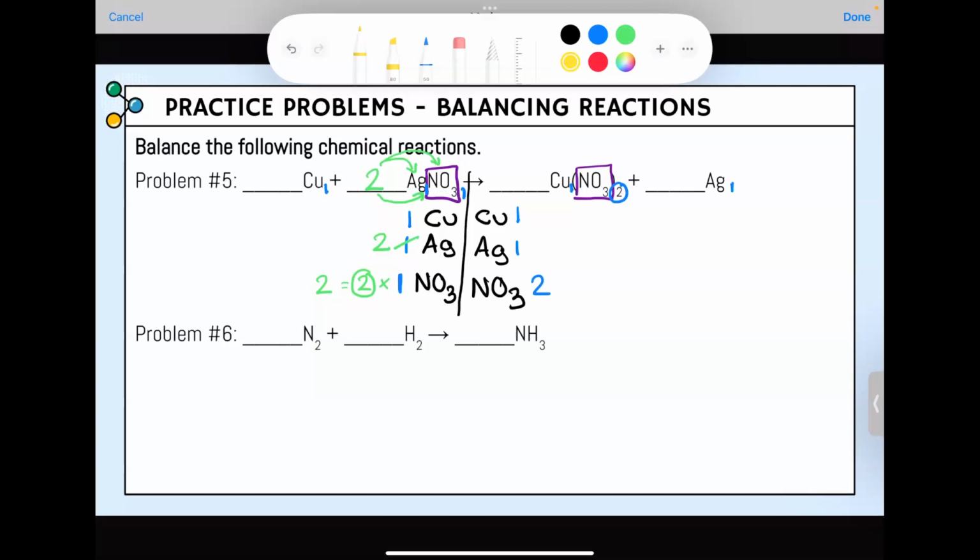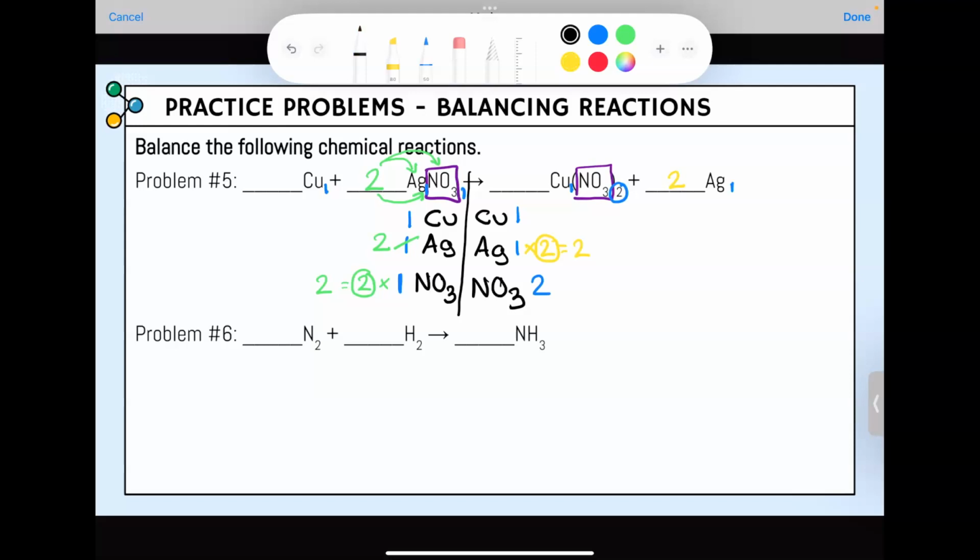So that means our silvers, our Ags, are no longer balanced, so we have to balance them by going on our product side, multiplying by 2, and this number 2 has to go in a blank in our product side with Ag, and it'll go here. There's no other element on this side besides Ag, so this is your final answer.